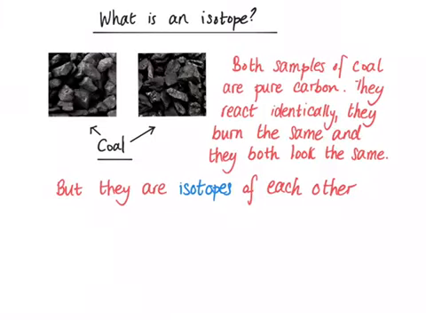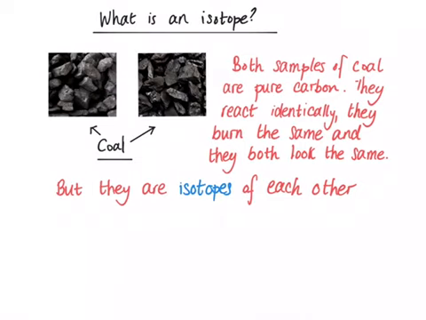So what is an isotope? Well, imagine you've gone mining and you've found two examples of coal. Coal is pure carbon. You've got this one here on the left and this one here on the right. And you take them back to the lab and they react completely identically. They both burn to give carbon dioxide and water and give off heat.